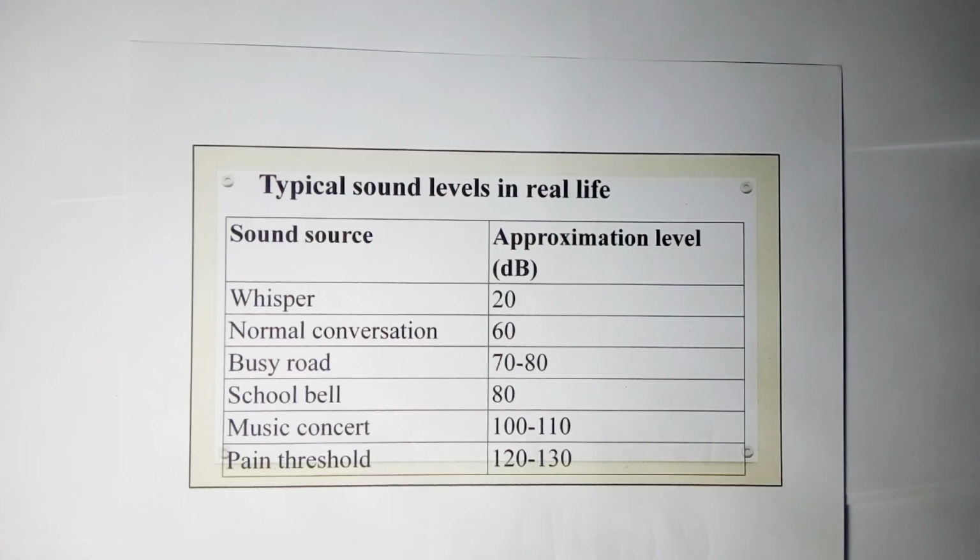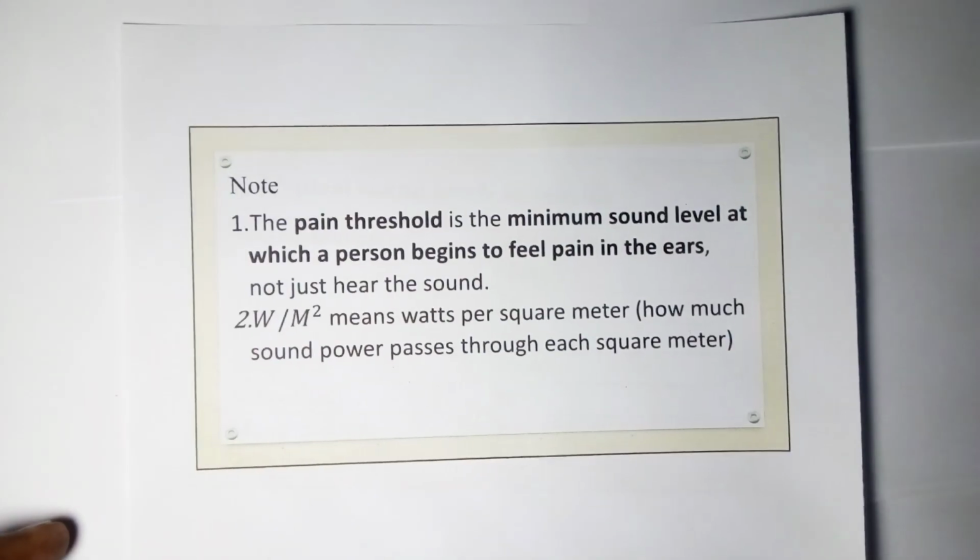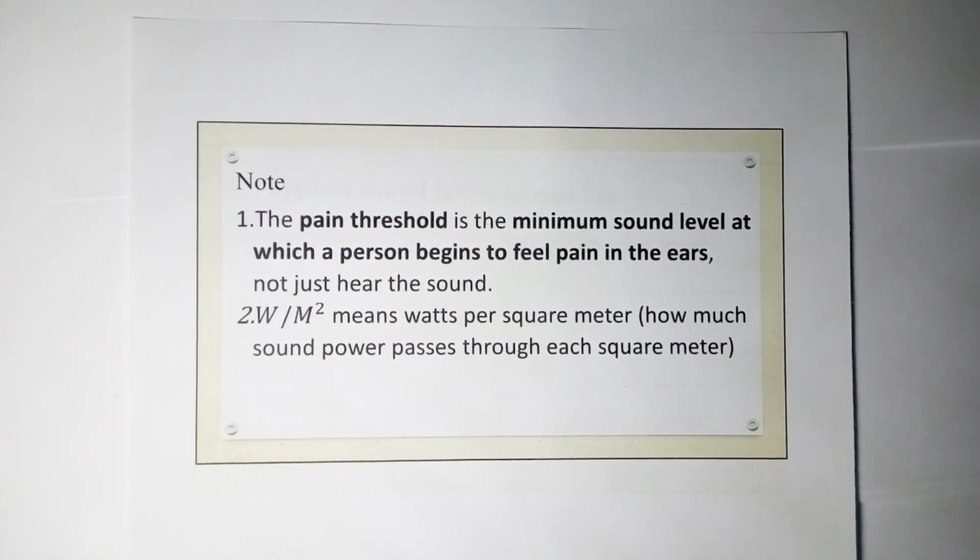We shall continue like that: busy road, school bell, music concert, pain threshold, as we identify them. What do we call the pain threshold? It is the minimum sound level at which a person begins to feel pain in the ears. Not just hearing the sound, but feeling pain in the ears. I have been using W stroke M squared. This means watts per square meter, how much sound power passes through each square meter.